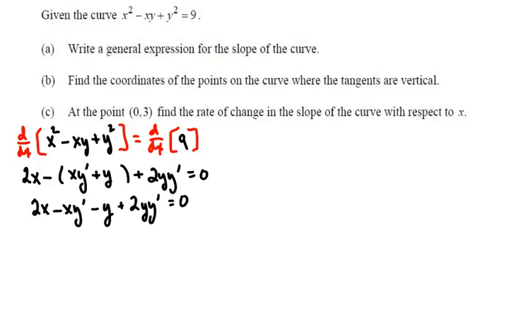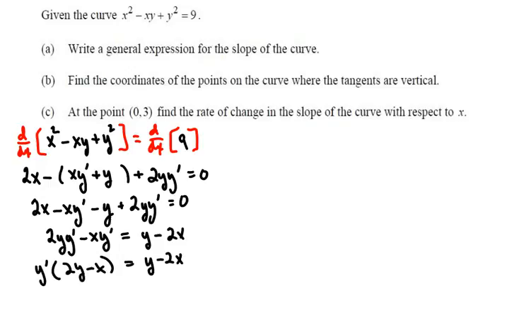Applying the negative to the parentheses. And once again, our goal is to isolate the y prime. So we're going to collect all the y prime terms together, move everything else to the other side. I'll put positive terms first. So we get 2y y prime minus xy prime on the left and y minus 2x on the right. I'm going to factor out a y prime from the left, and I get y prime times the quantity 2y minus x is equal to y minus 2x.